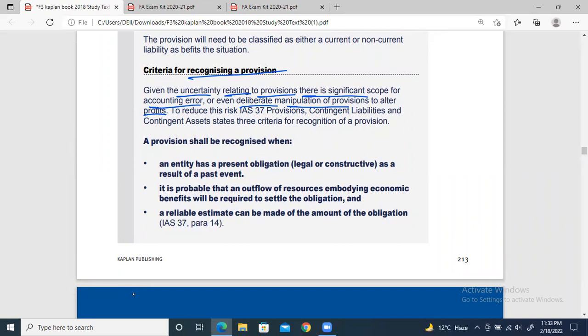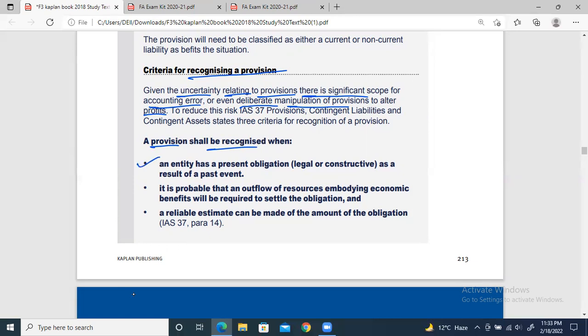You might have seen these rules apply to all the IAS standards. Like we also studied in IAS 2, it should be the lower of two things. Then in IAS 16 as well. Then in intangible assets as well, there is a criteria to follow, right? So even in this, there is a criteria that a provision should only be recognized when these three things happen.